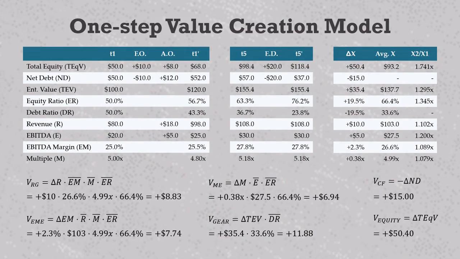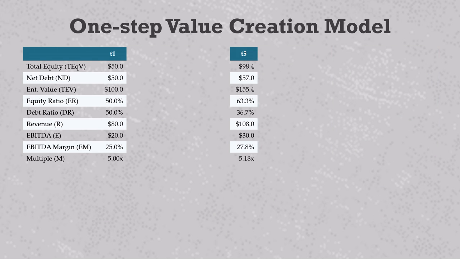This is what that model looks like, but first let's take a step back. We'll start with the metrics at entry and exit, and we won't show the total debt and total cash line items here because we don't need them. First, we will adjust the entry metrics for the inflows, like the follow-on equity investment and the add-on acquisition. And then we will adjust the exit metrics for the outflows like the equity distribution. This gives us a new value creation starting point called T1 prime and a new ending point called T5 prime.